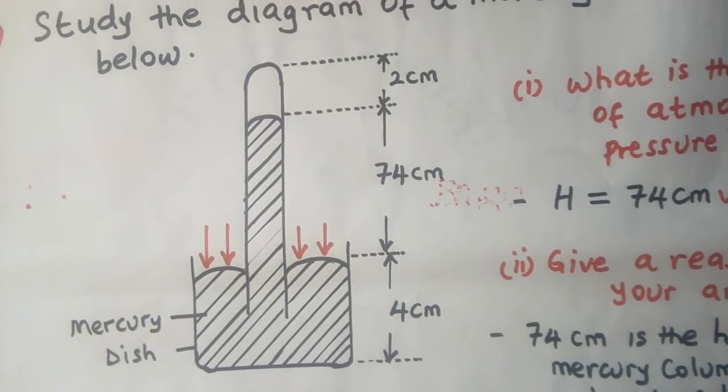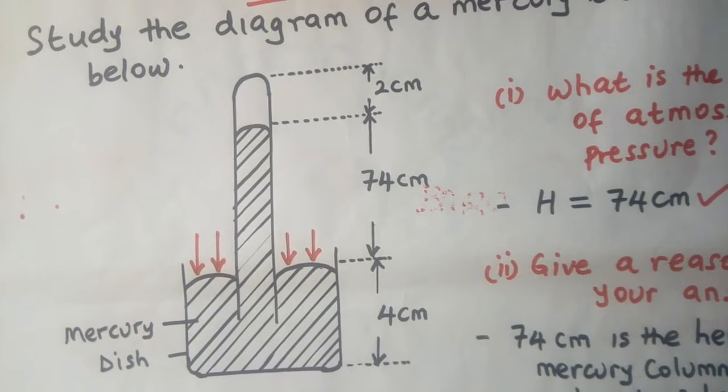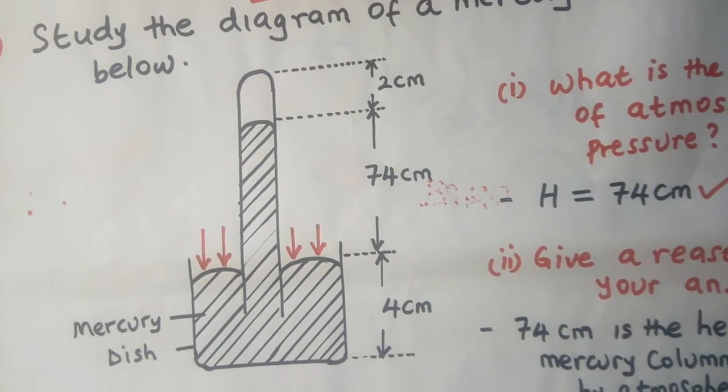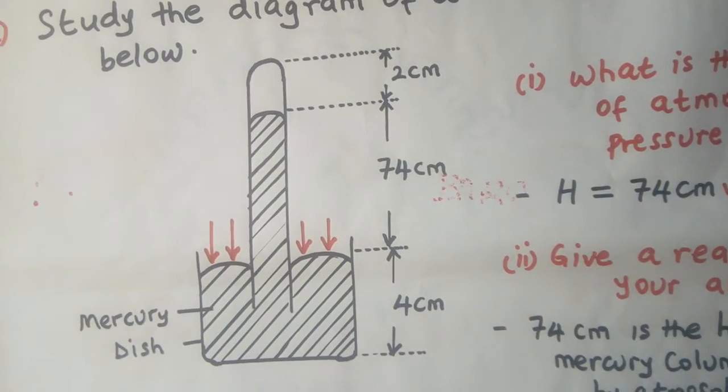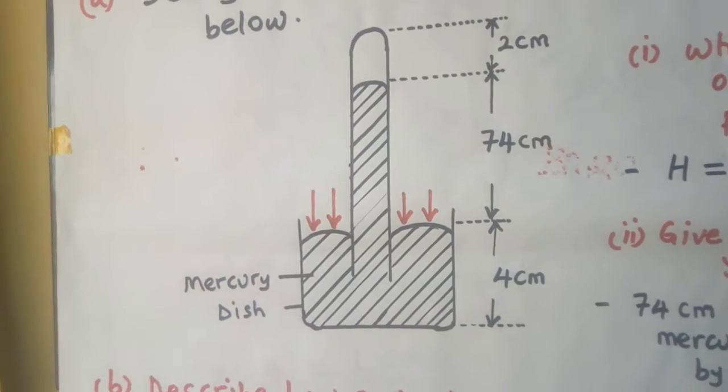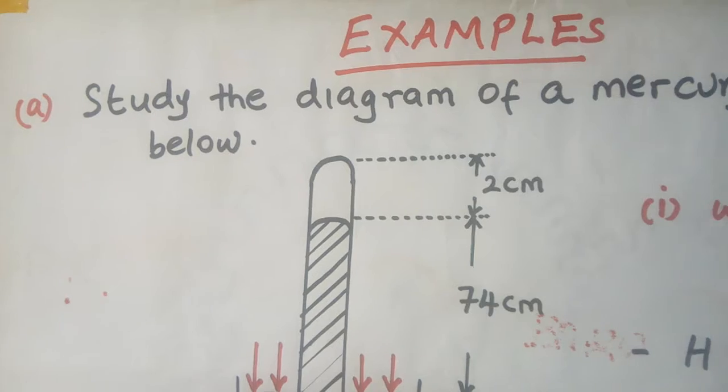Let us look at some questions, some examples. Questions which concern a mercury barometer. Let's look at the first case.